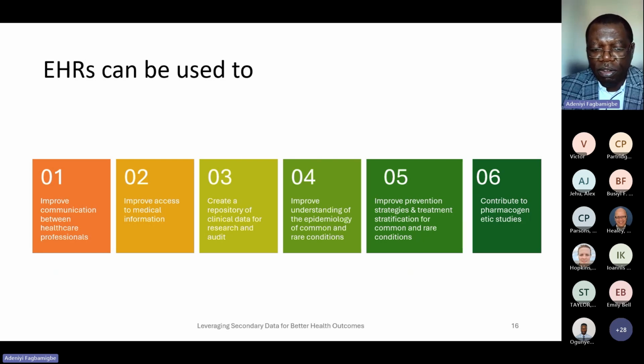It creates a repository of clinical data for research and audit. It helps in understanding the epidemiology of common and rare conditions. It helps in improving health strategies. And of course, it contributes to pharmacogenetic studies, on how to develop drugs that can be suitable for patients.